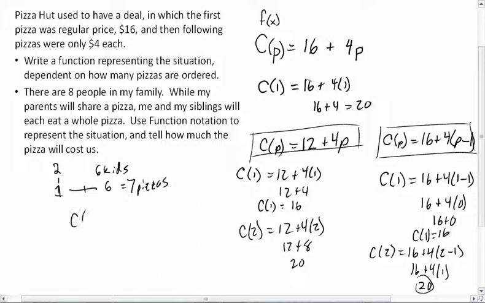So I'm going to go C of 7. So the cost of 7 pizzas, it doesn't matter which one we use, but I'm going to use the first one. It looks like it was a little bit easier. So 12 plus 4 times 7. So it would be 12 plus 28, which is $40 for the cost of 7 pizzas, or the function of p.